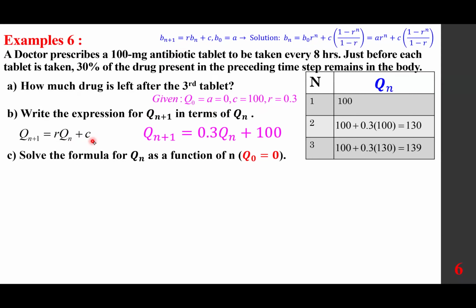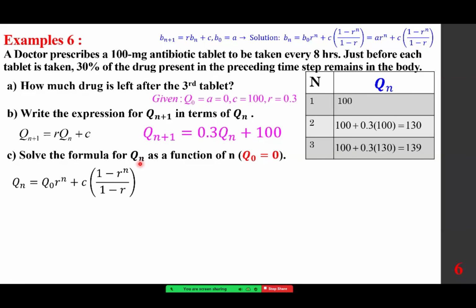For part C, it says solve the formula for Q sub n as a function of n. Q sub 0, we knew it was 0 in the first place. In this case, instead of b sub n, we're going to use q sub n. So in this formula, we change the b to q. Replace the q sub 0 with 0, and all those r's with what we found here, which is 0.3, and lowercase c with 100.